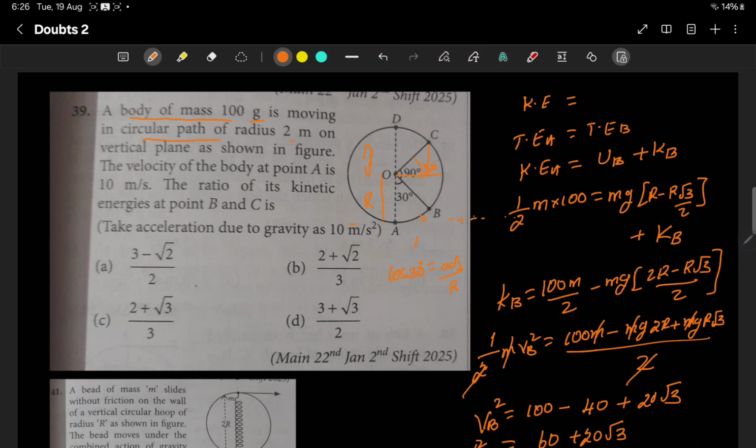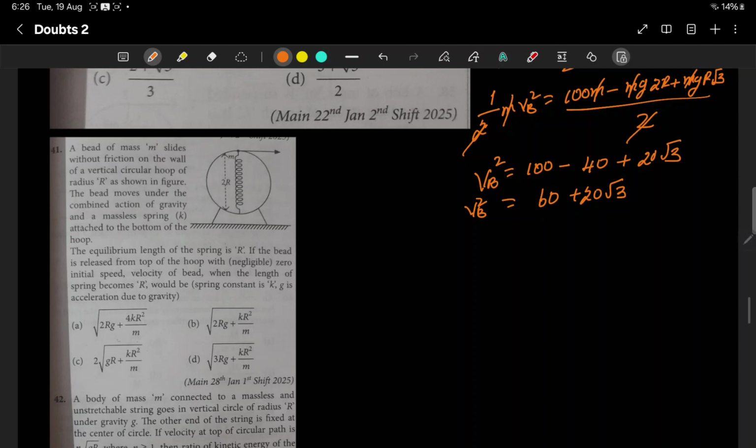If I want to find the opposite, I can use sin theta. Sin 30 degree is nothing but opposite by radius. So the opposite is r sin 30, and sin 30 is 1 by 2, so r by 2. So this distance is r by 2. Total distance is r plus r by 2. Same idea we have to use.